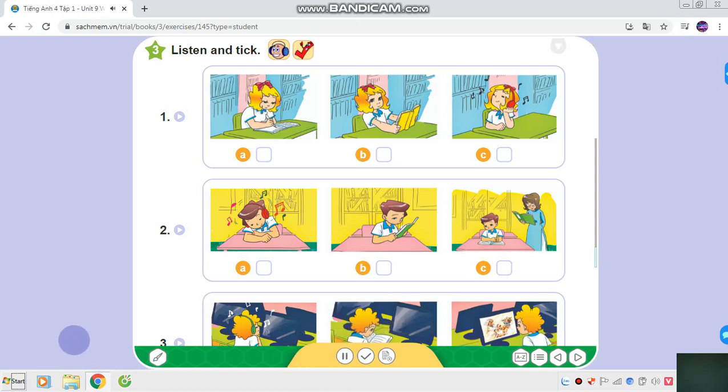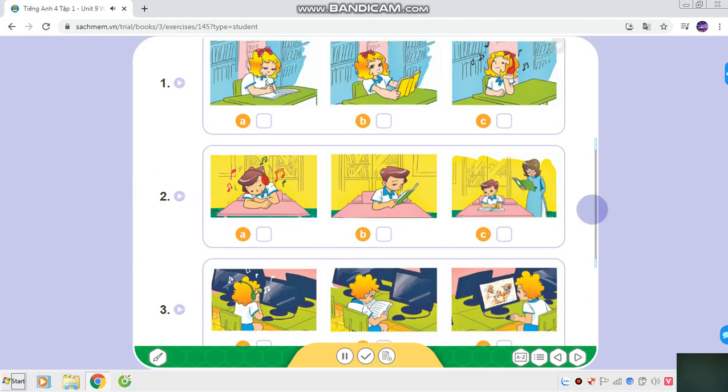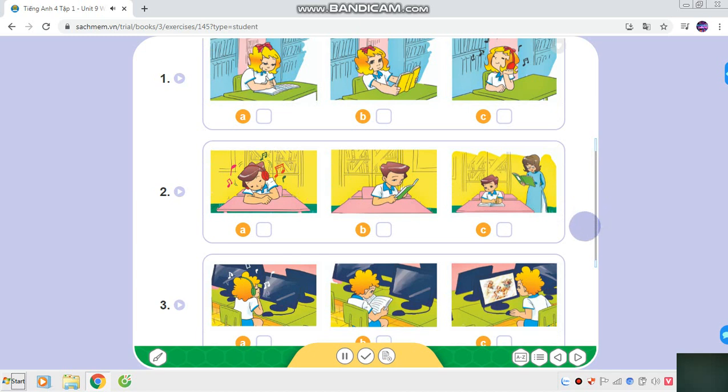One. Where's Linda? She's in the library. What's she doing? She's reading a book. Two. Where's Nam? He's in the classroom. What's he doing? He's writing a dictation. Three. Where's Peter? He's in the computer room. What's he doing? He's listening to music.